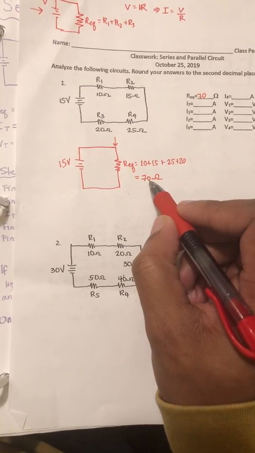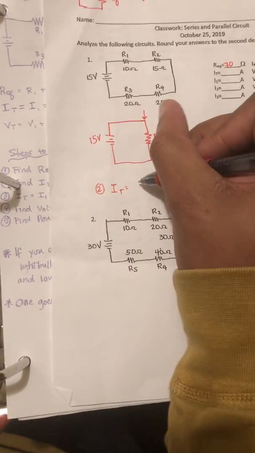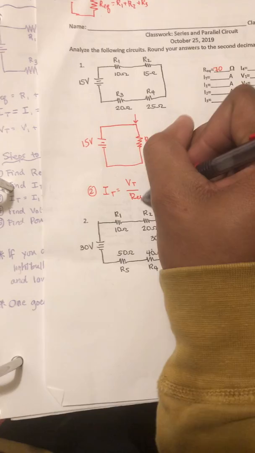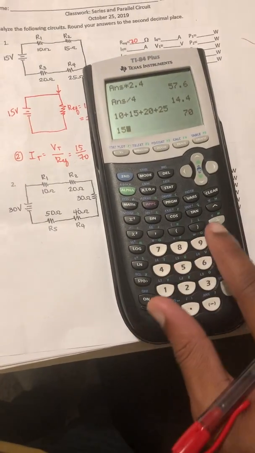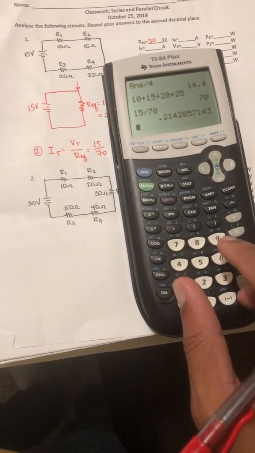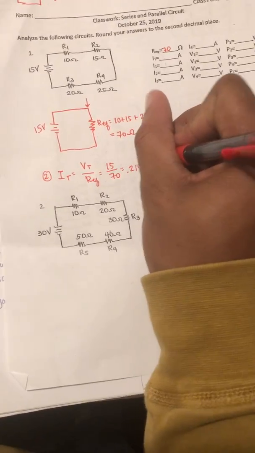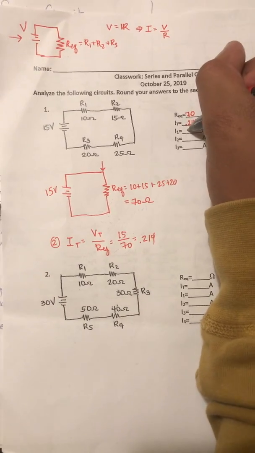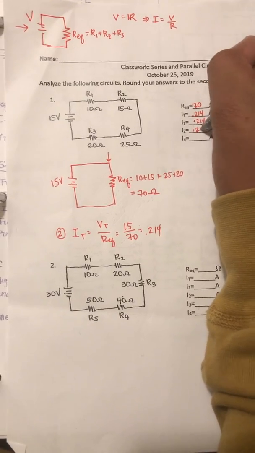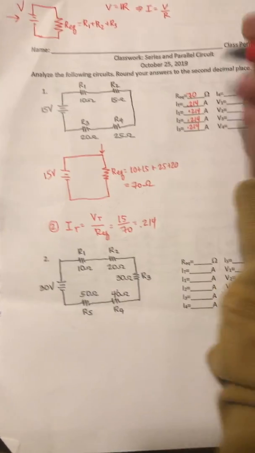Now, if my total resistance is 70 and my voltage is 15, I can do step 2 and find my total current, which is V total over REQ, which will be 15 divided by 70. Which is 0.214. So that's my total current. But since this is a series circuit, they're all the same value for current, which is really nice.